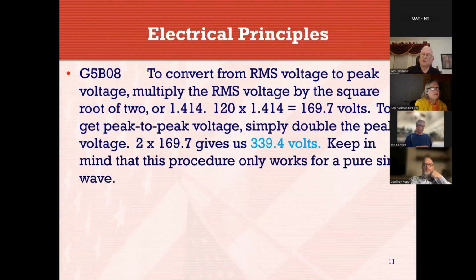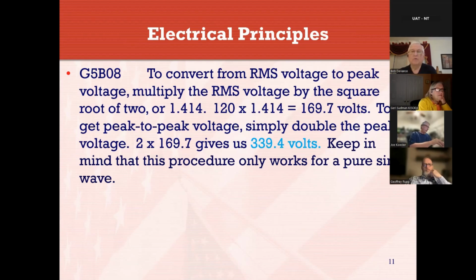That's, by the way, this thing over here on the left, this G5B08, is actually the question number. If you're using the ARRL questions manual, they have two manuals, the big one and the small one. The smaller one is arranged by question number, so it makes it really easy to look these things up if you need more information. So that's what that number is about. And as I said, when we see the question, we'll work this same formula one more time.